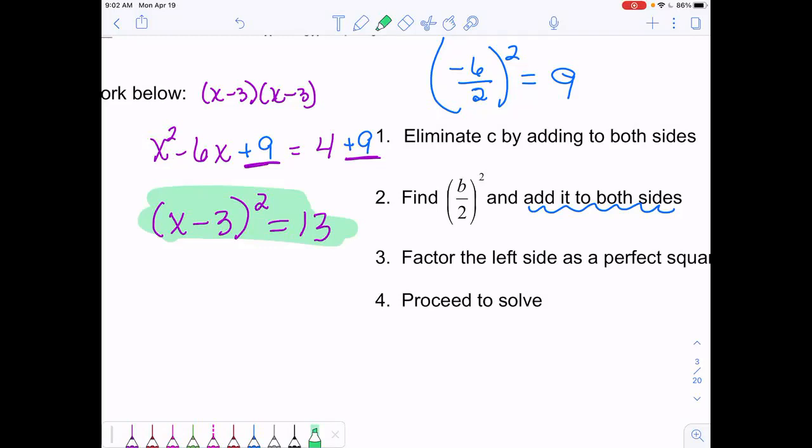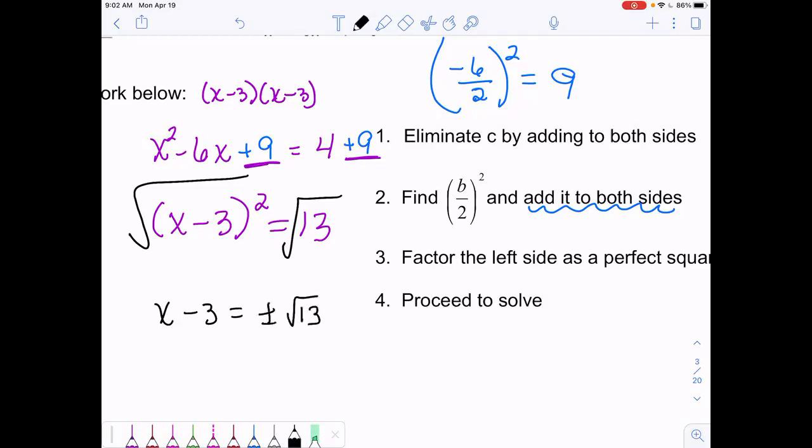Parker, how would you finish solving x minus 3 quantity squared equals 13? Yeah, square root both sides. And then you end up with x minus 3 equals, what goes in front of the 13 once you take the square root, Parker? All right, every single time. And then get x by itself by taking the 3 to the other side.